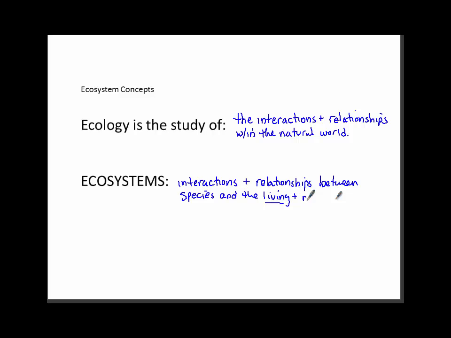So you can have an ecosystem that spans the entire globe. A large-scale ecosystem we're going to call biomes. You can have a small-scale ecosystem where you're talking about a rotting log and the living organisms that are interacting with the non-living components and the nutrients that are in that decaying log. That can be an ecosystem, something as small as that. So we're going to be looking at ecosystems through the eyes of an ecologist. We're working with the interactions and connections within the natural world.